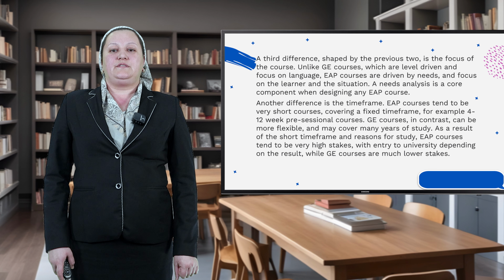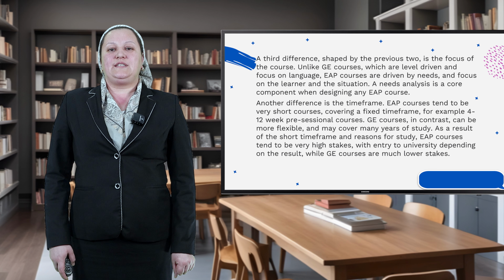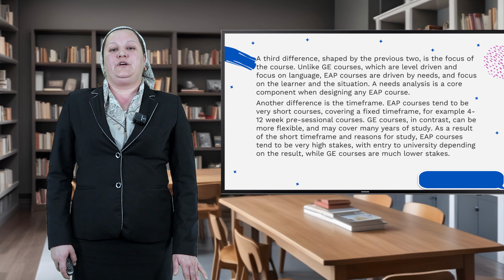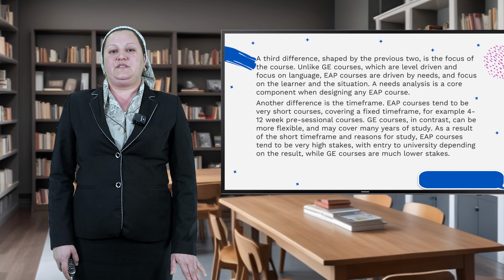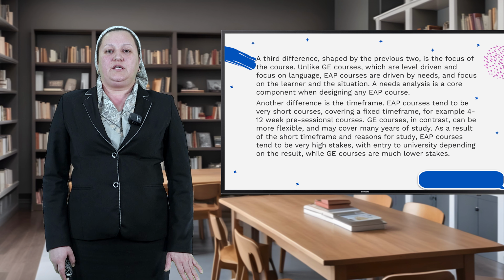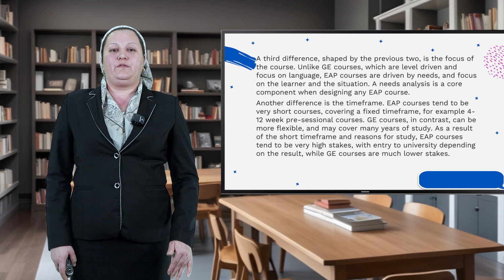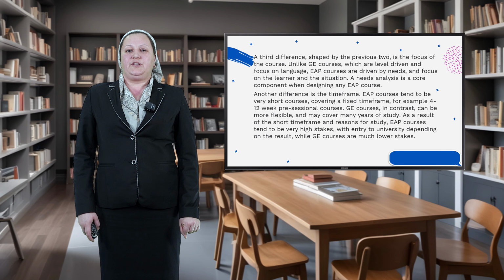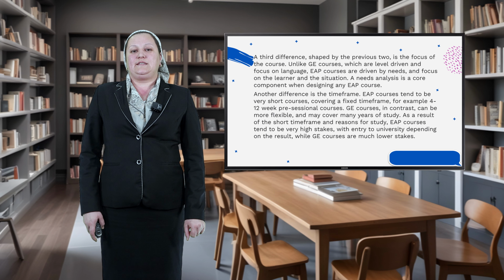Another difference is the time frame. EAP courses tend to be very short courses covering a fixed time frame, for example 4 to 12-week pre-sessional courses. General English courses, in contrast, can be more flexible and may cover many years of study. As a result of the short time frame and reasons for study, EAP courses tend to be very high stakes, with entry to university depending on the result, while General English courses are much lower stakes.